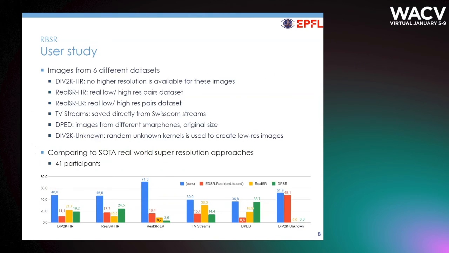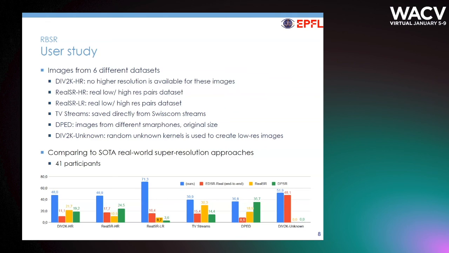We also conducted a user study where we took images from 6 different datasets: the DIV2K high-resolution dataset, as there's no corresponding ground truth there, the Real SR high-resolution dataset, the Real SR low-resolution dataset, images from TV streams, DPED, which is a dataset of images from different smartphones, and the DIV2K unknown dataset, where random unknown kernels were used to create low-resolution images. We took random images from these, and for each competing method, we asked 41 participants to vote for which output super-resolved image looked the best.